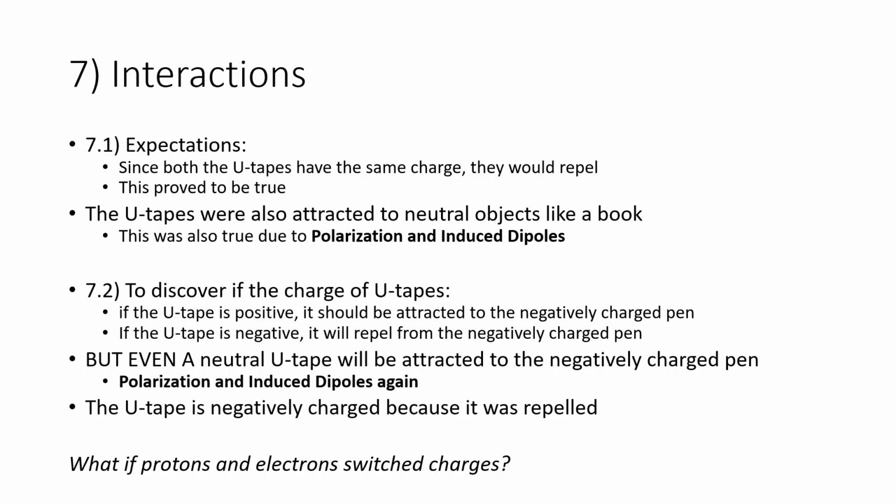Then we wanted to discover the charge of the U-tapes, since we knew that they were obviously charged. If the U-tapes had a positive charge, they'd be attracted to a negatively charged pen. If the U-tapes had a negative charge, they'd repel from a negatively charged pen because like charges repel. We found that the U-tapes were negatively charged because they repelled from the negatively charged pen. Something key to note, though, is that even if the U-tapes were neutral, they would still be attracted to the negatively charged pen because of polarization and induced dipoles, like we mentioned earlier. Then we had a question: if protons and electrons had switched charges, then the U-tape would have been attracted to the negatively charged pen because it has extra electrons on it.